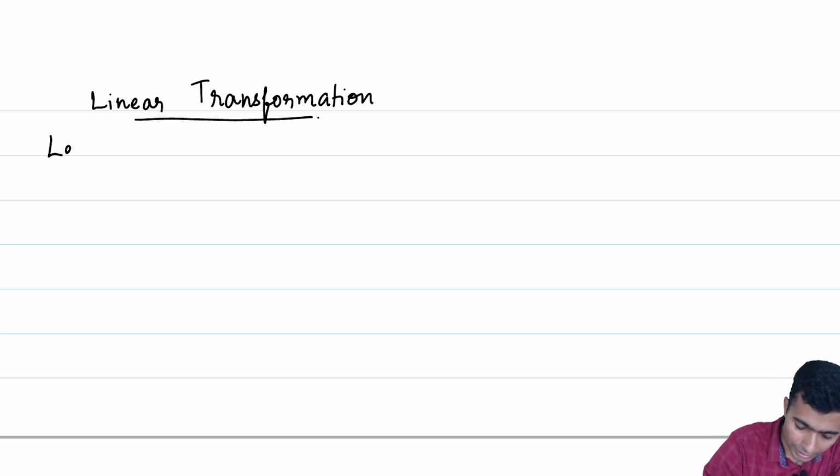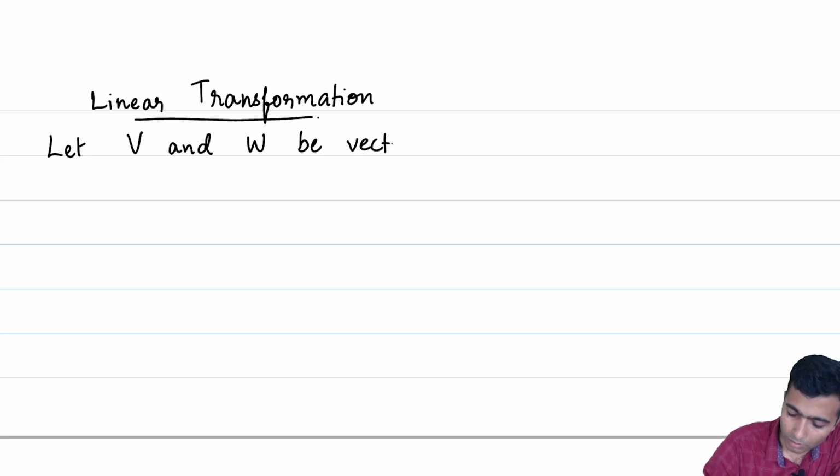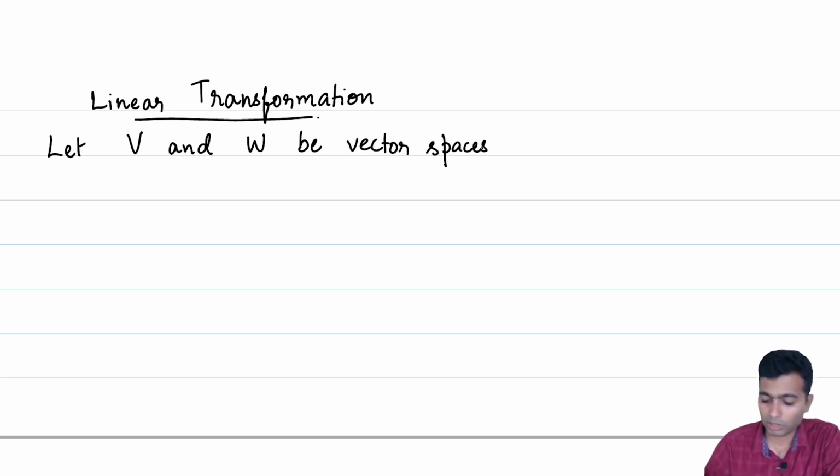So let V and W be vector spaces. Now till now W was a vector subspace of V in various cases. That is how these notations were being used. However, that's not the case now. V and W are two different vector spaces. And needless to say, I'm always considering vector spaces over R here.